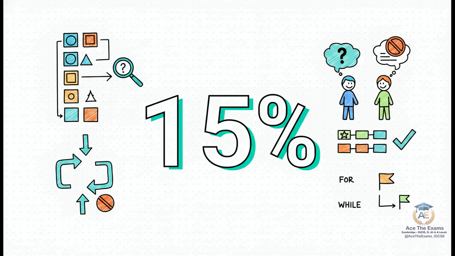Meanwhile, Sam rushed and wrote a really basic for loop to search an array, but completely forgot that a linear search should optimally stop the exact moment the item is found. You do that using a Boolean flag and a while loop, not a for loop. Because of that, Sam lost those crucial method marks. This 15% challenge is exactly what we are going to conquer today, step by step.